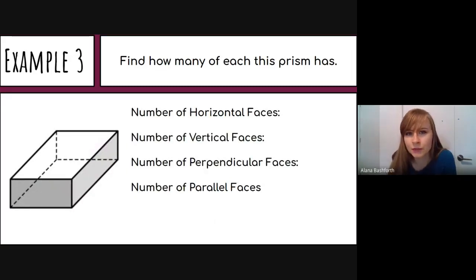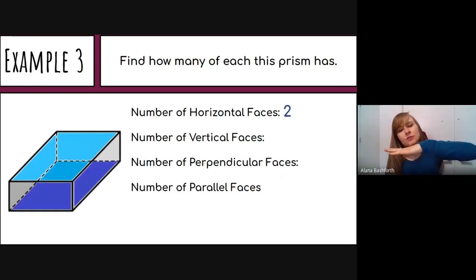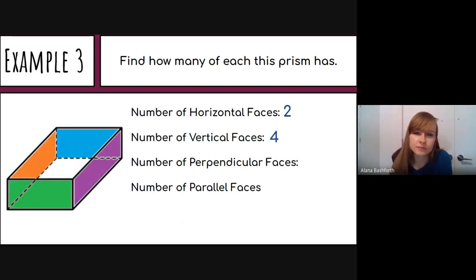And then for example 3, find how many of each this prism has. So the number of horizontal faces, vertical faces, perpendicular faces, and parallel faces. So horizontal faces, that means like this. And so there are 2, the top and the bottom. I colored them in different colors of blue for you. Next up, number of vertical faces, there are 4. I colored them again, kind of the walls of a box it looks like.